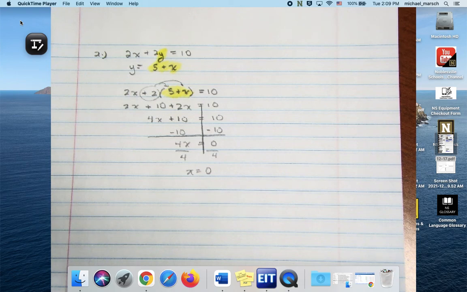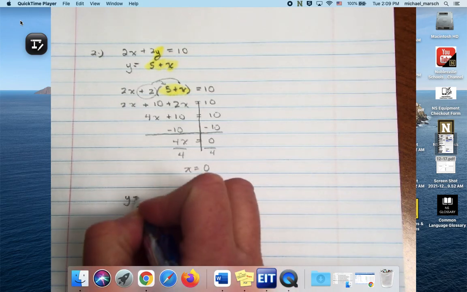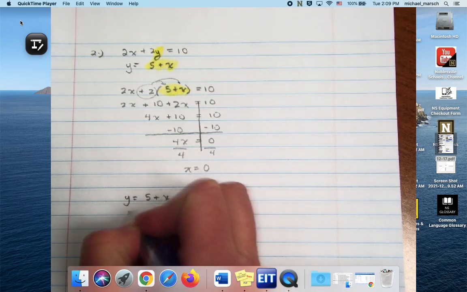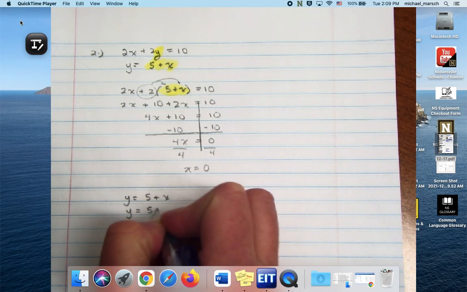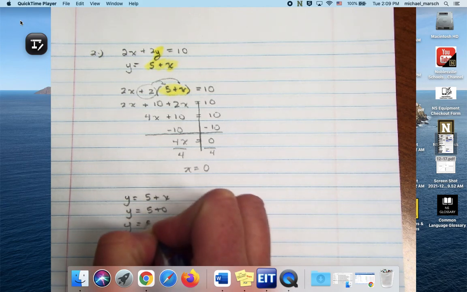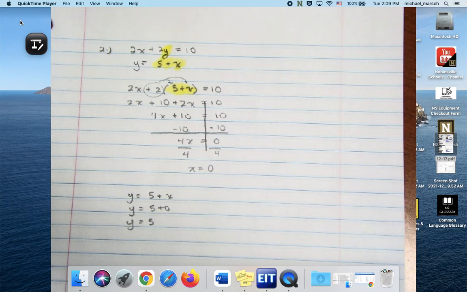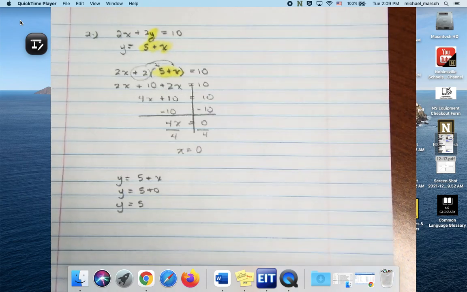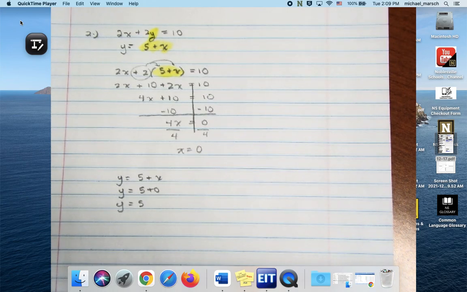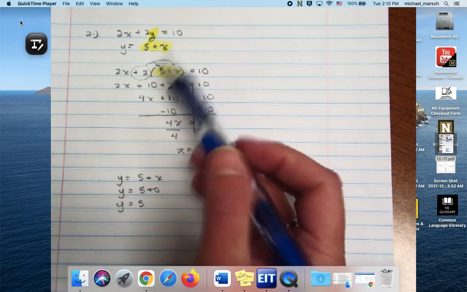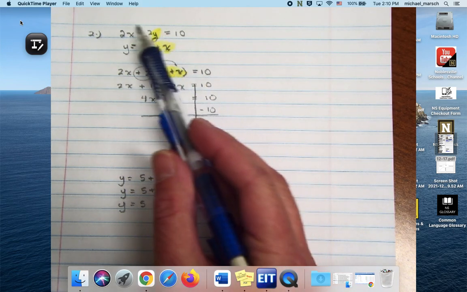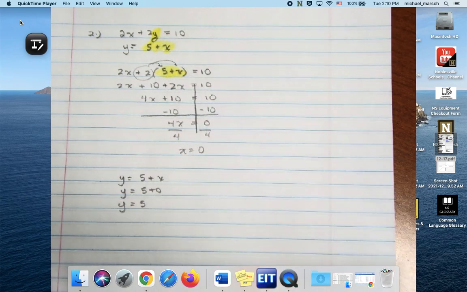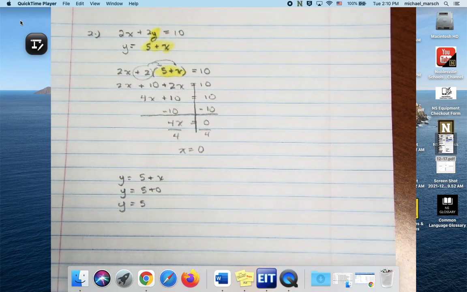How am I going to find my y value? What am I going to do, Landon? Yeah. Y equals 5 plus x. Y equals 5 plus 0. Y equals 5. I chose that one because this looked a little bit easier to solve than this one. But again, it doesn't matter. Wherever you put the x value, you're still going to get y equals 5.